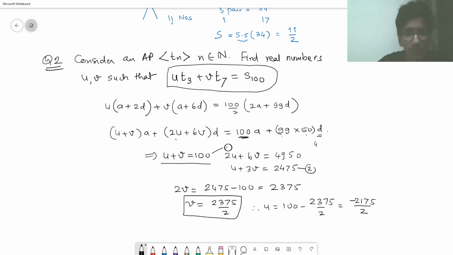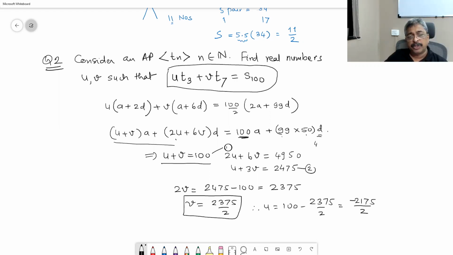Yes, sir, but why is u plus v equal to 100? Comparing coefficients, LHS should be equal to RHS. What is the coefficient of A here? 100. Can this expression produce A? No. Who can produce A? Only this expression. First term can produce A. Second term cannot produce A. Therefore, whatever coefficient of A is there in RHS should be the value of U plus V.